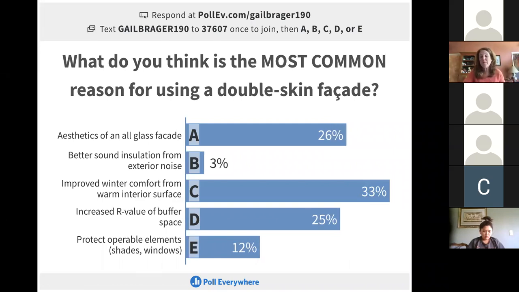Can we just do high performance glass? No, it's not good enough. Can we do this and that? And then they get to the double skin facade that allows them to have that exterior appearance while still doing all of these other things.